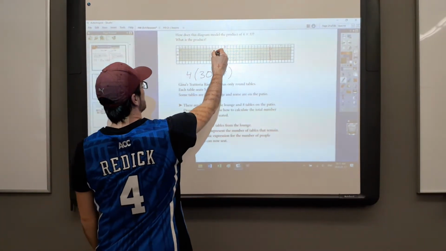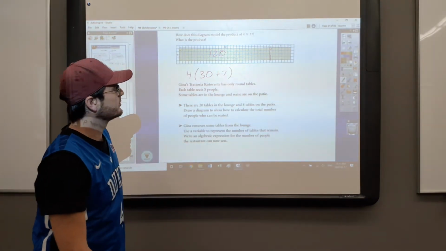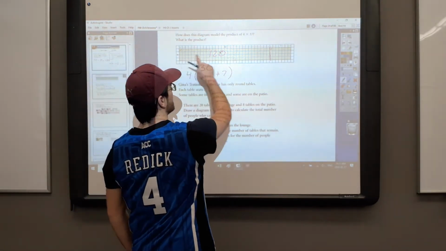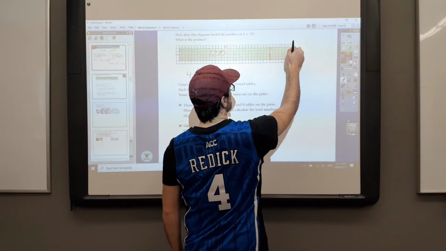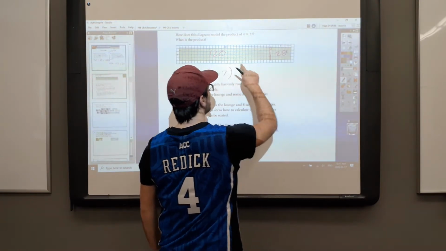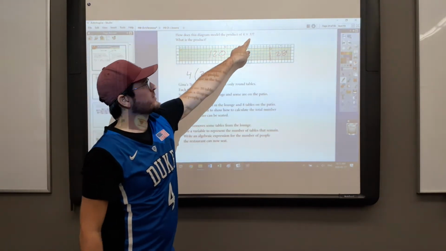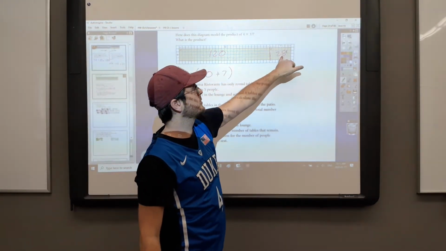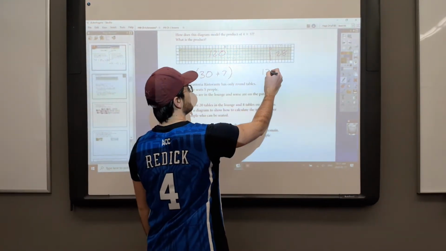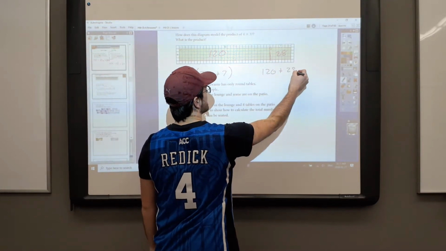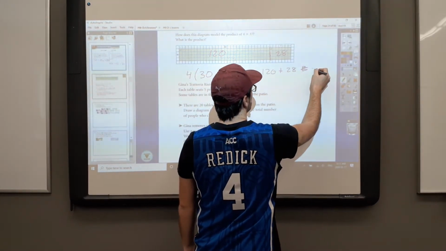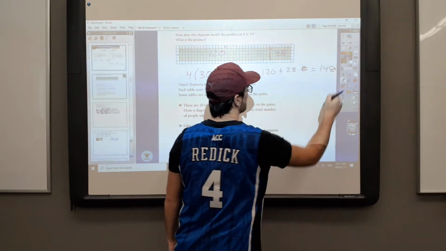And so splitting it up, what we can do is figure out this rectangle, 4 times 30. We can do some quick mental math. 4 times 30 is 120. And we can do 4 times 7, because that's the size of this rectangle. If we do it like this, then the area, or in other words, 4 times 37, is just going to be this box plus this box. So it just becomes 120 plus 28, which is going to equal 148.